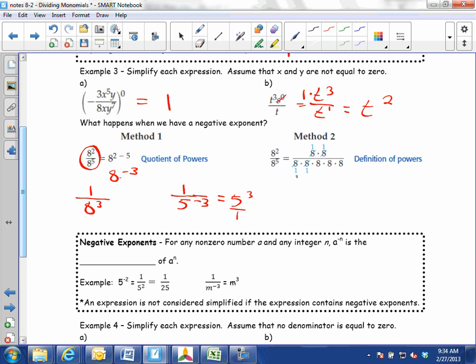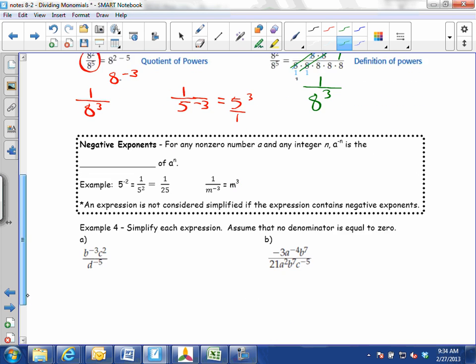Here's another example of why this happens. We can take this and say this is 8 squared, so 8 times 8. And 8 to the 5th is 8 times itself 5 times, right? So we can cancel, cancel. We're left with just 1 at the top. So this is the same as 1 over 8 to the 3rd, the same as what we had over here, 8 to the 3rd in the bottom. So it's okay, I promise. I see some scared faces there.